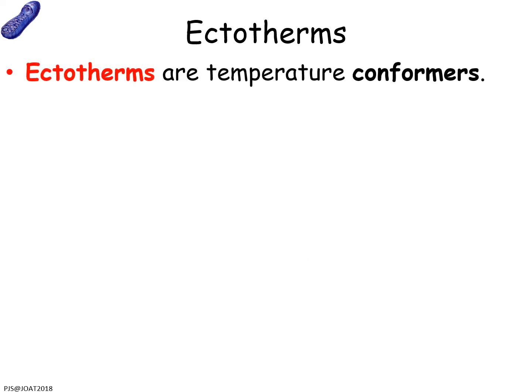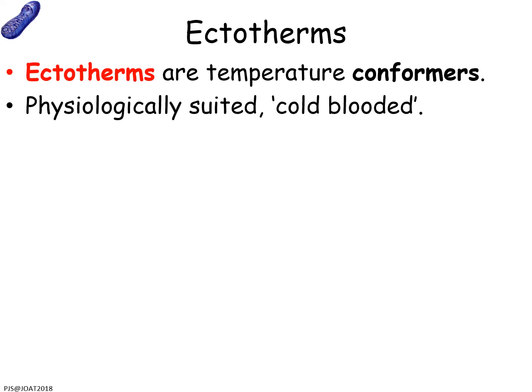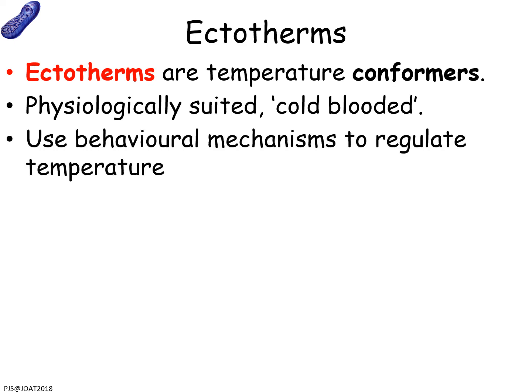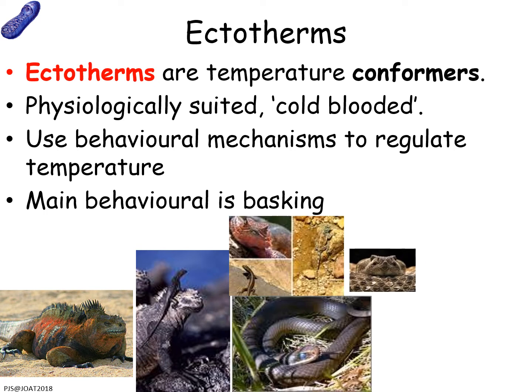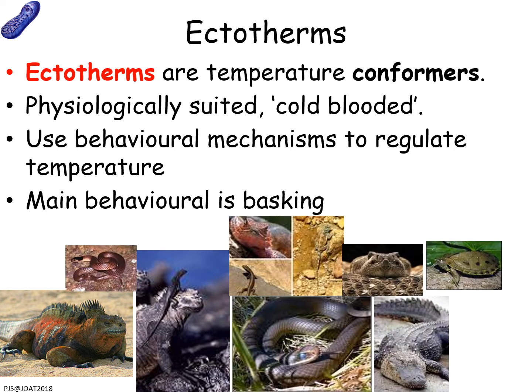Ectotherms are our temperature conformers. They are what we would call cold-blooded, but we're not going to use that term. You're going to use ectotherm. They use behavioural mechanisms to regulate their temperature, and the one that you're expected to know is basking. When they need to up their metabolic rate, they will move somewhere which is warm, and they will try to absorb some of that heat to get their metabolism running. And when it's too hot, they will go to shade. We're not using internal structures to make this happen. They're using behavioural things to make it work.